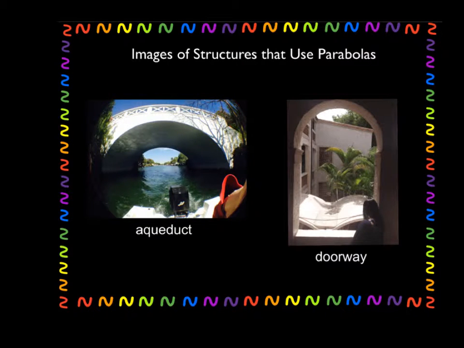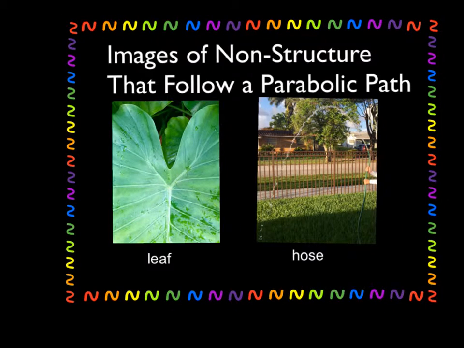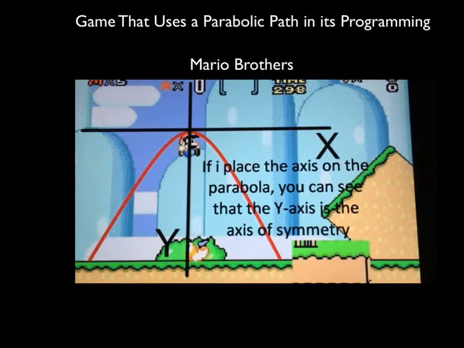The images below are structures that use parabolas. These images are of non-structures that follow a parabolic path. An example of a game that uses a parabolic path in its programming is Mario Bros.